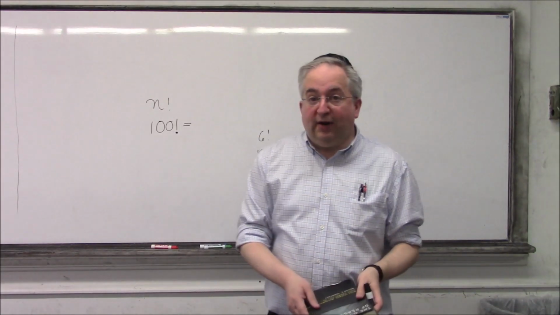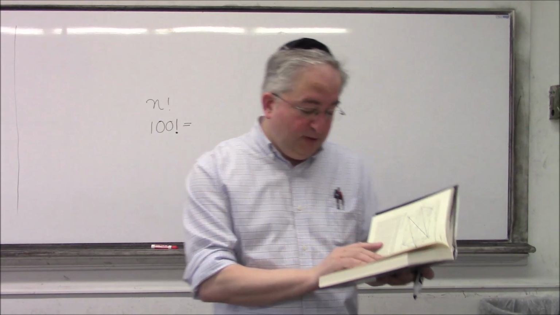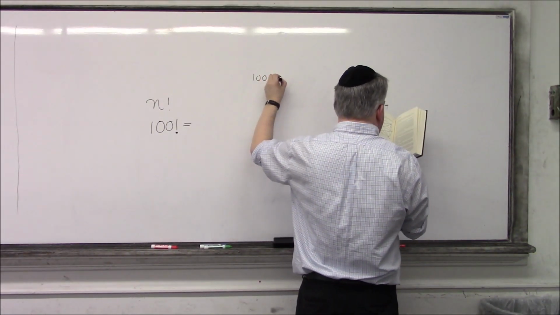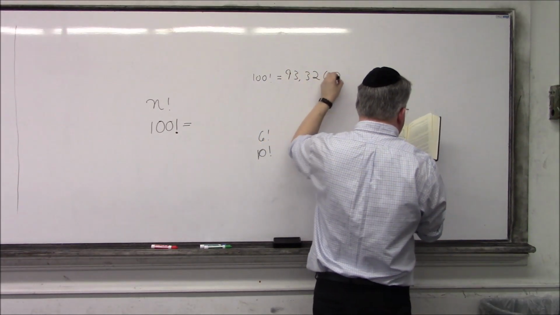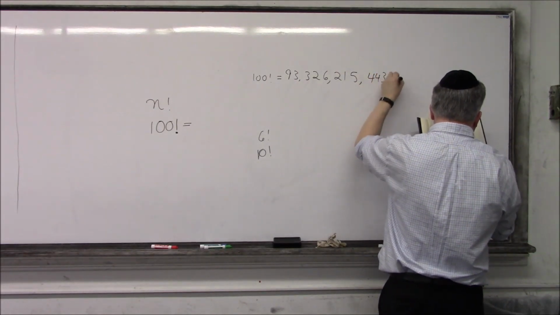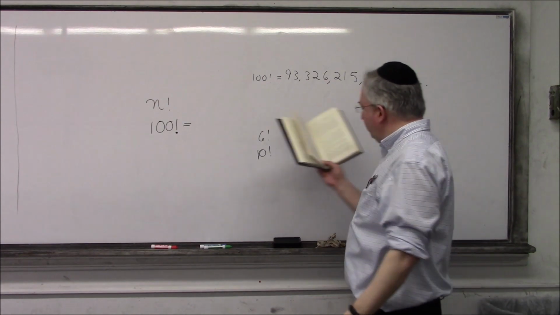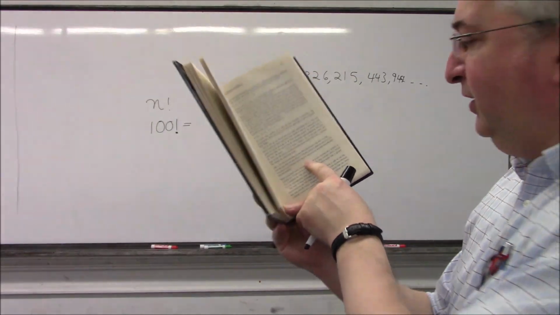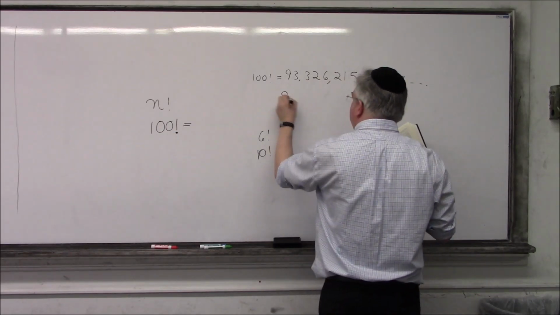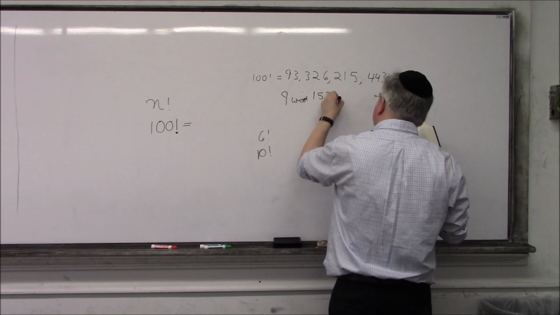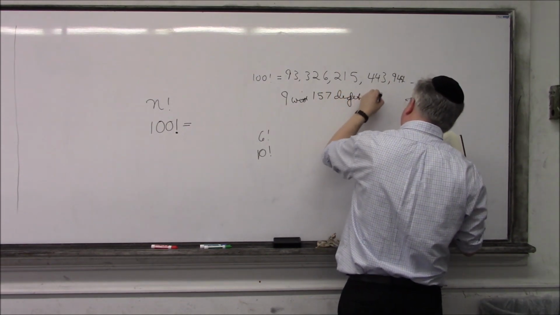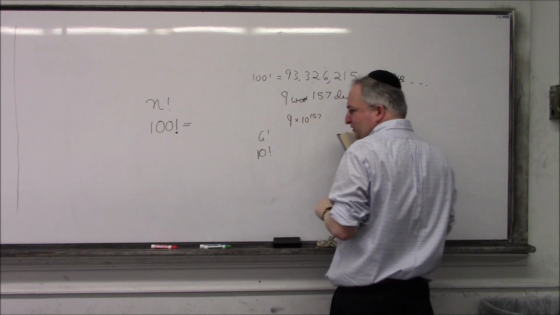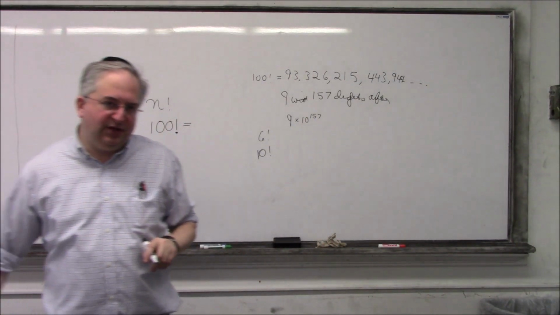Well, I worked it all out. It's in the book, on page 111. 100 factorial is equal to, ready? 9, 3, 3, 2, 6, 2, 1, 5, 4, 4, 3, 9, 4, 4. It goes on for 4 lines on page 111. So it's basically 9 with 157 digits after it, that is, about 9 times 10 to the 157th power. That's a very long time.